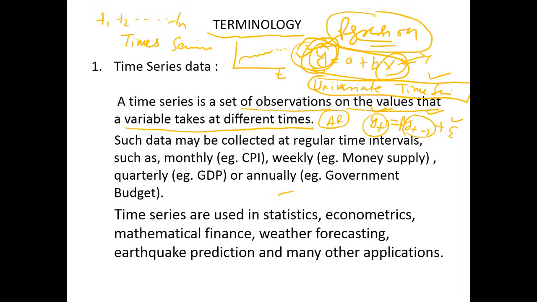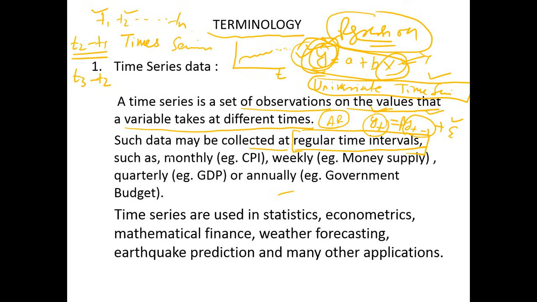So such data may be collected at regular time intervals. Now this is important: regular time interval. That means the interval between the time periods we have given, T1, T2 and so on, that is T2 minus T1, should be exactly the same as T3 minus T2. The interval should be exactly the same.